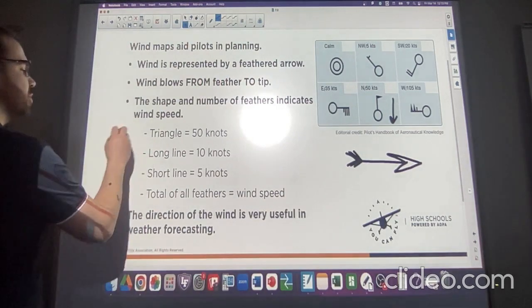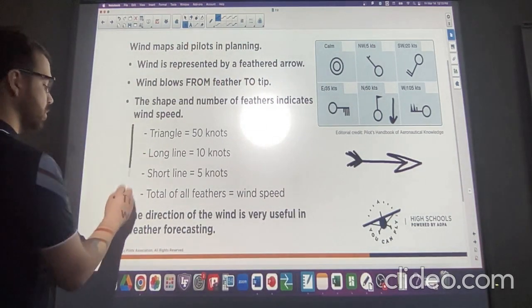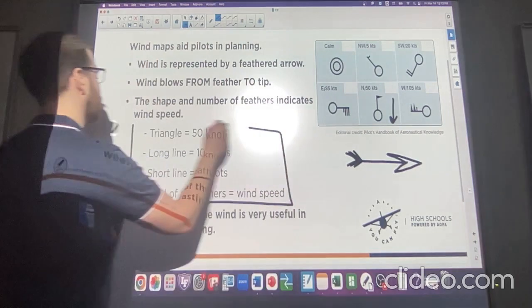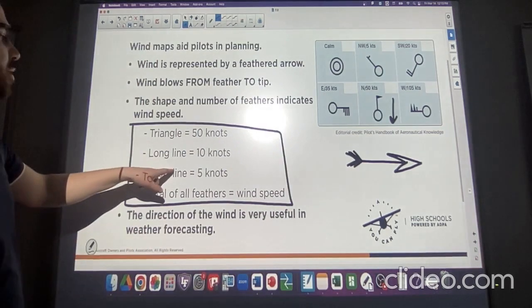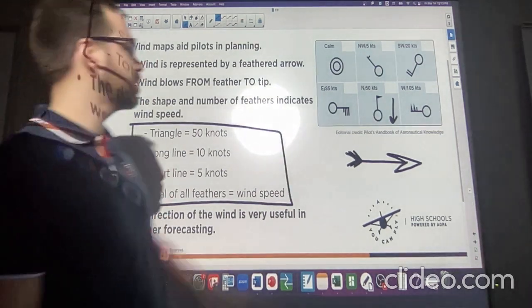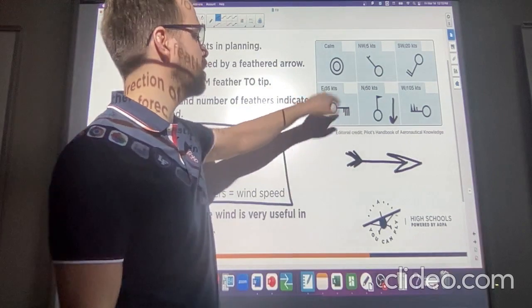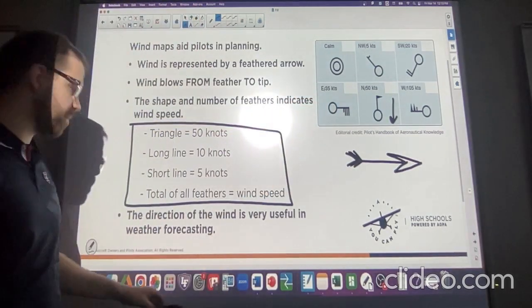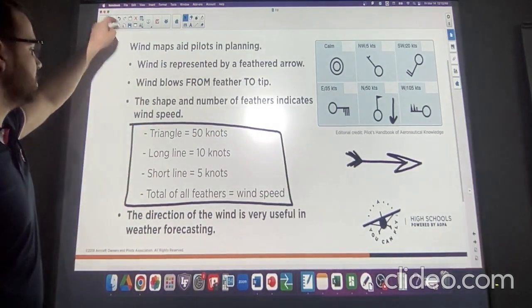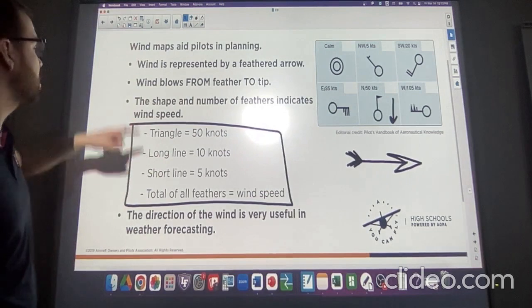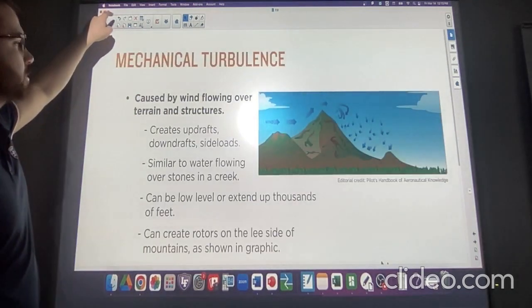Here's how we read this. If it's a triangle, that's 50 knots. That's very, very fast. A long line is 10 and the short line is 5. So this would be 35 because it has 3 long lines and 1 short one. So write down these: triangle, long line, short line.